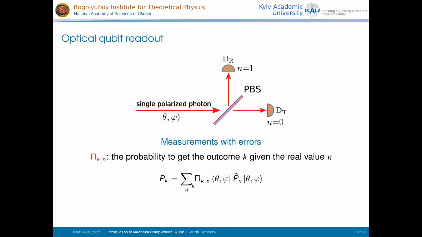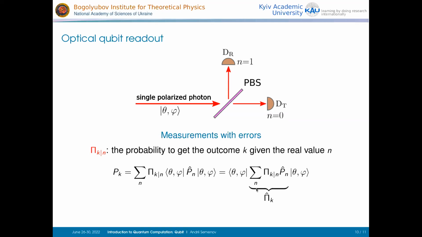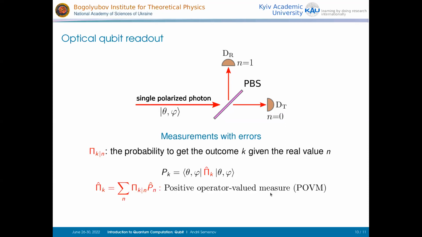What we can do now is the following. We can put this sum with this number inside the scalar product. And you can see that this is now a new operator. This operator is called a positive operator valued measure, known by the abbreviation POVM. And the Born rule in this case looks like this: theta phi, scalar product, but inside is not a projection operator, but the POVM operator.